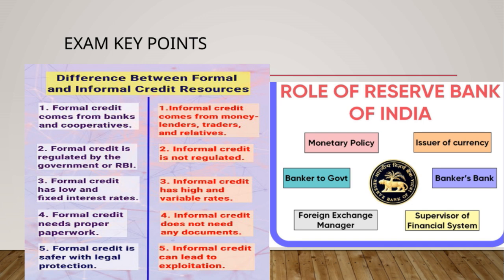By setting rules and guidelines, the RBI ensures that banks follow proper procedures, which helps maintain financial stability. In summary, formal credit is safer and more trustworthy, and the RBI's control over banks ensures that this system functions smoothly and responsibly. This control is key to keeping our financial systems stable and secure.